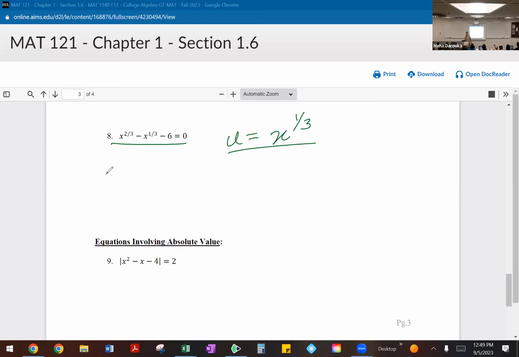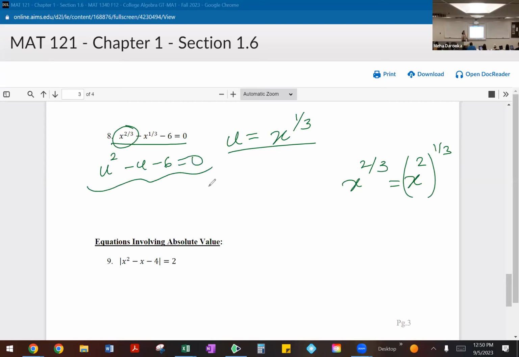So then this would become U to the second power because you've taken this and rewritten it as x to the 2/3. You're separating the 2 from the 1/3, taking that 2 and using it for your U substitution. The middle term would just become minus U, minus 6, and now you can solve it. So let that middle term guide you for what your U substitution is going to be.